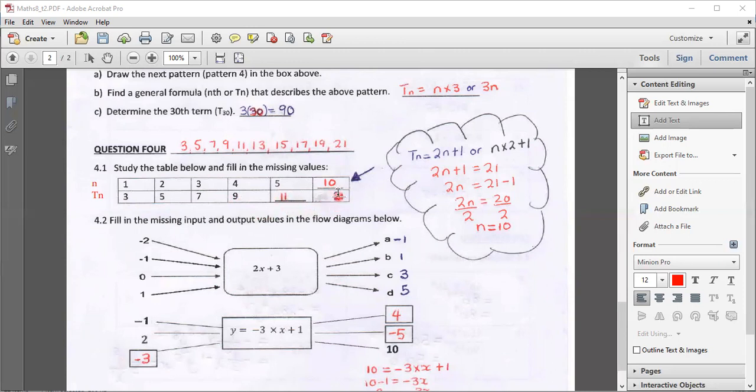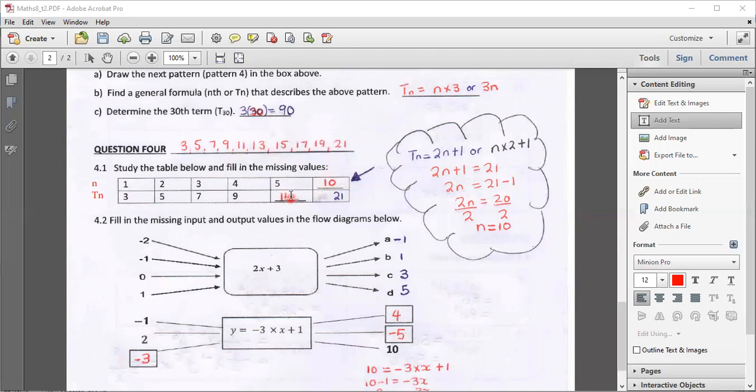Now we need to work out 21. Sorry, we have 21. We need to work out the value here in the pattern. So if we're adding 2 each time, we've got 3, 5, 7, 9, 11. 11 plus 2 is 13, plus 2 is 15, plus 2 is 17, plus 2 is 19, plus 2 is 21. We reach 21. So what number in this sequence is it? It's 1, 2, 3, 4, 5, 6, 7, 8, 9, 10. It's the 10th number in the sequence.